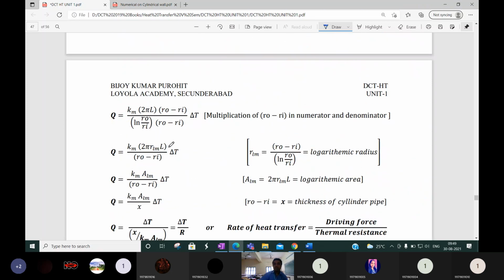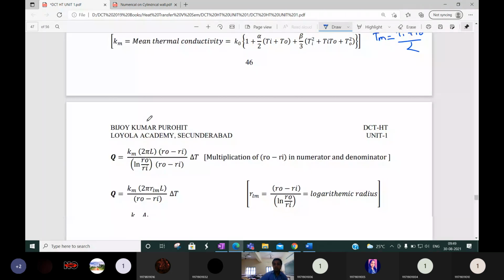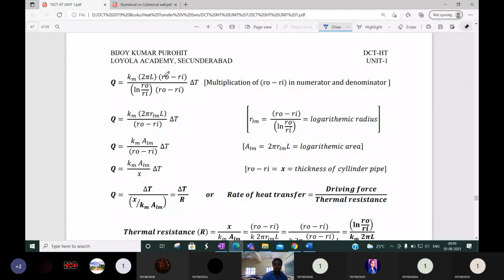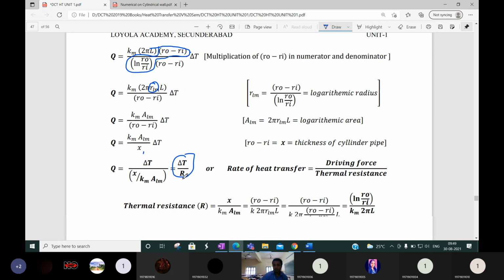Then the same simple steps: we convert to our standard form. We multiply Ro minus Ri on both numerator and denominator. Then this term, we know, is nothing but the log mean radius RLM, and 2 pi RLM L is nothing but ALM, and Ro minus Ri is nothing but the thickness. So we convert it to our general form, delta T by R.